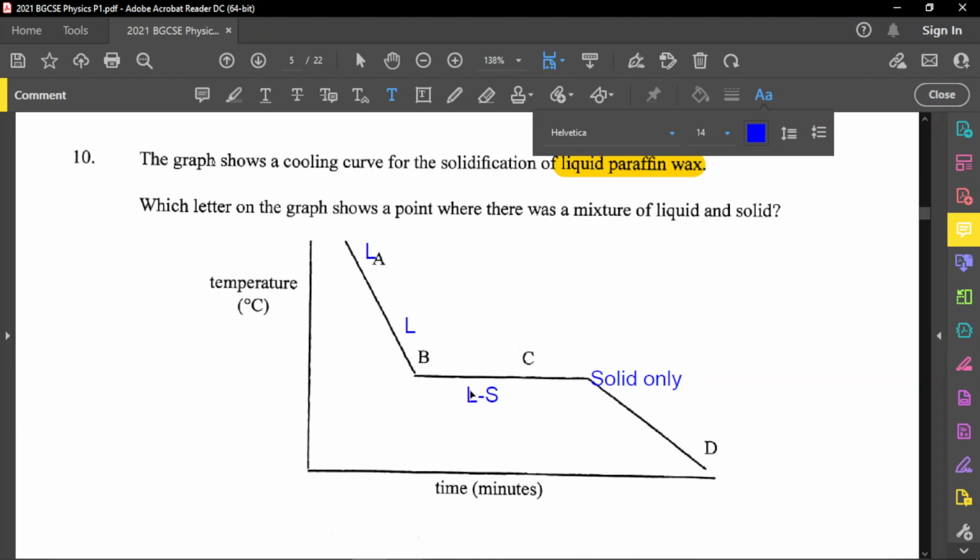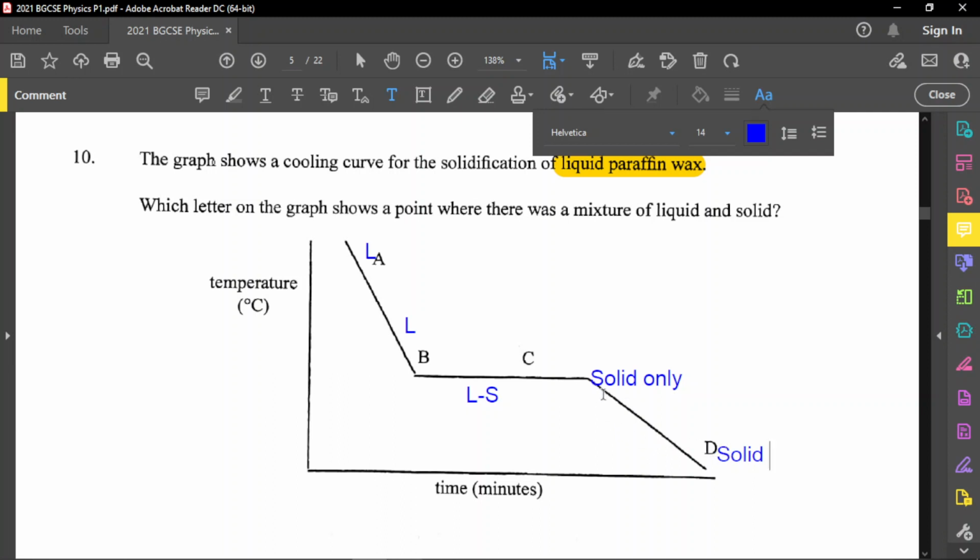And so here now it's changing from liquid to solid. And so at some point along here, you will have partly liquid, part solid. And so C has to be the correct answer. D again is also solid, but it's going to be solid at this lowest temperature, right? So that's also solid there.